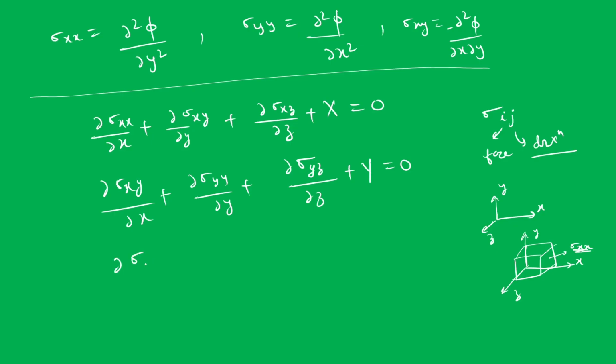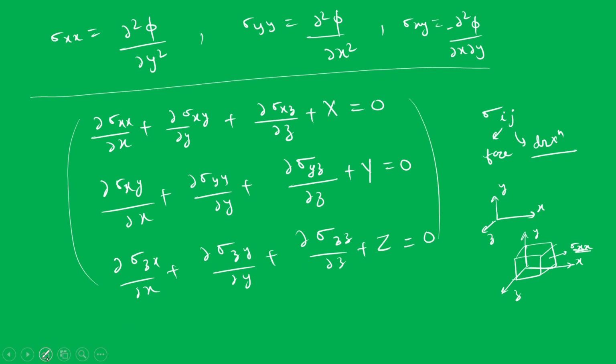Now there is another equilibrium equation, that is dou sigma zx by dou x plus dou sigma zy by dou y plus dou sigma zz by dou z plus body force in z direction per unit volume. So this is the equilibrium equation.